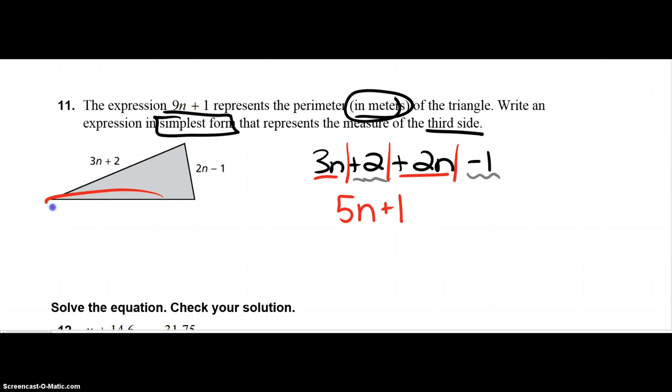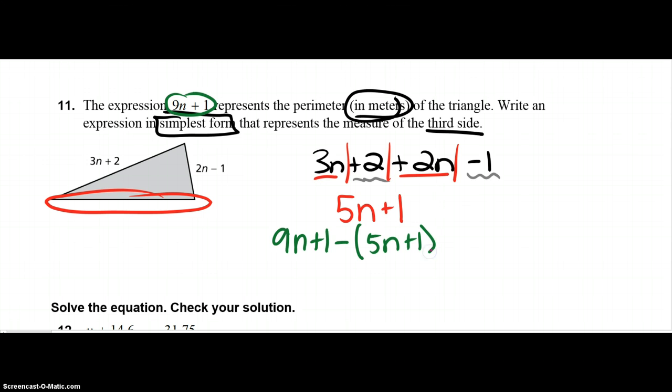So I need to find this third side here. And that third side, whatever it is, needs to, when added to this expression that I have, equal 9n plus 1. So what I'm going to do is take what I know I need, this 9n plus 1, and subtract what I have, which is 5n plus 1, to find out the missing side length. Again, now here I'm going to have to distribute that negative 1.